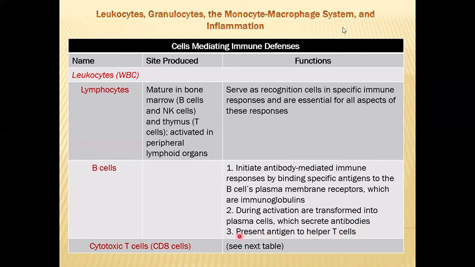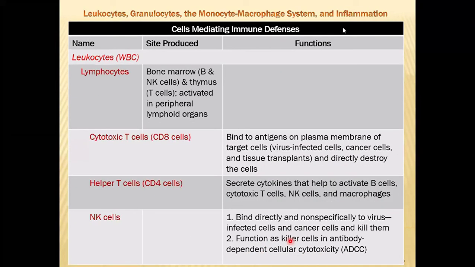And then another function is they act as an antigen presenting cell, so they present antigen to helper T cells. Then the other population of lymphocytes, you have your cytotoxic and the helper T. So cytotoxic T cells are also known as CD8 cells.